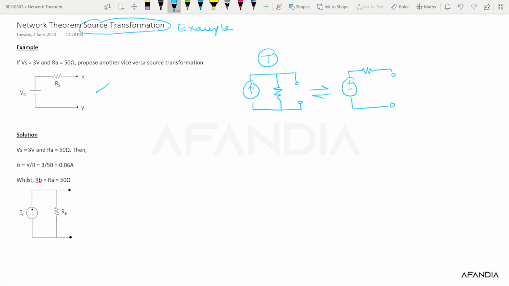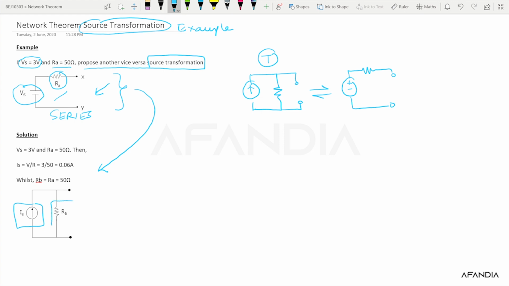If for example we have this example, we have your Vs over here, your Ra over here. If your Vs equal to 3 volt, your Ra equal to 50 ohm, propose another vice versa source transformation. So this is your Vs and your Ra in series, right? Then we are going to transform into this, your current and your resistor in parallel.